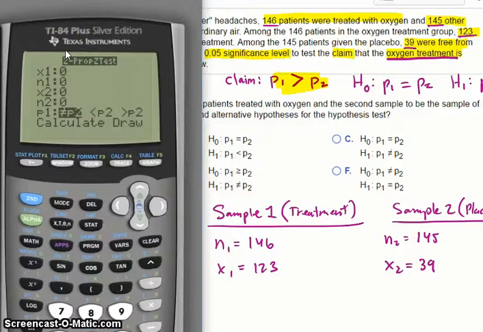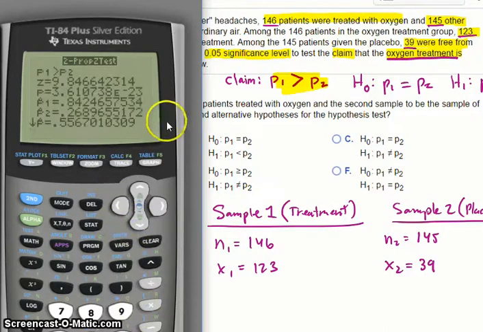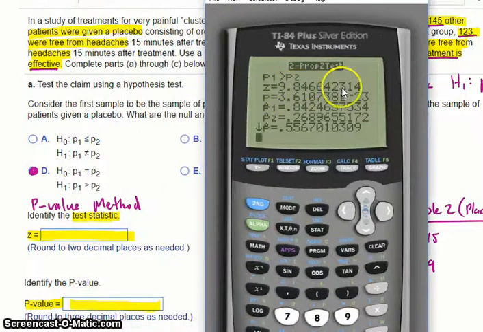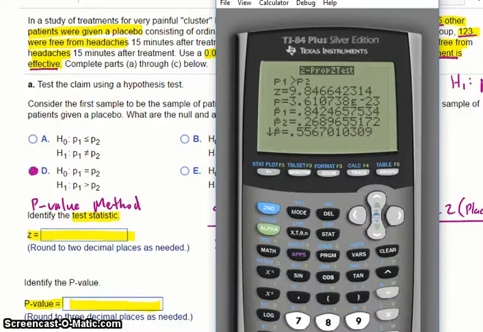So x sub 1 is 123. 146 is n sub 1. x sub 2 is 39. n sub 2 is 145. And this is the alternative, so the alternative is greater than. So I'm going to press right to there and press enter, calculate. So we have our values. This is the test statistic, and this is the p-value.